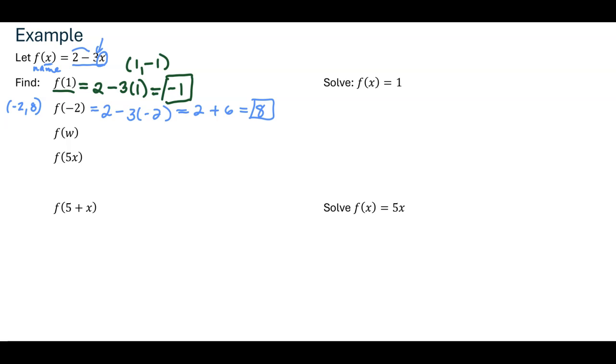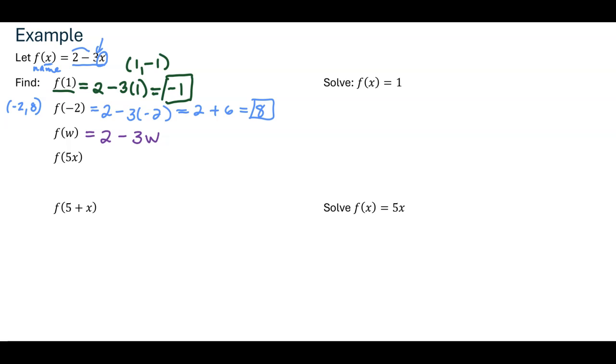Okay, and then we can step this up a little bit. We don't just have to plug in numbers. We could plug in symbols. We can plug in words. What we'll see a lot is plugging in variables. If I ask you for f of w, if I plug w into function f, I should get back 2 minus 3 times w. And no simplification is needed there. That's a perfectly good answer. We don't need to go further with that. So it's okay to have an expression as your answer, not just a numerical value.